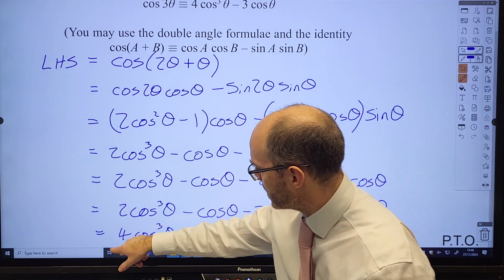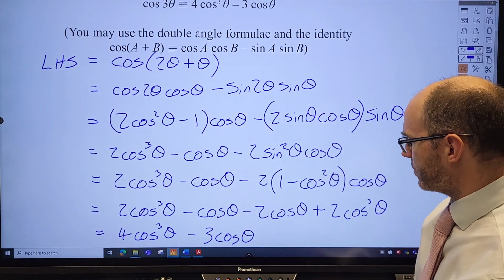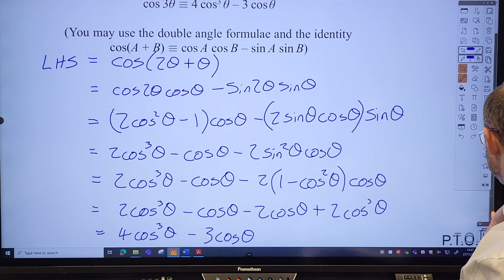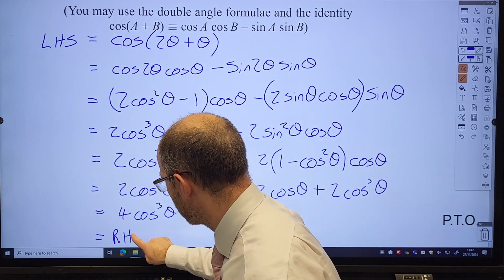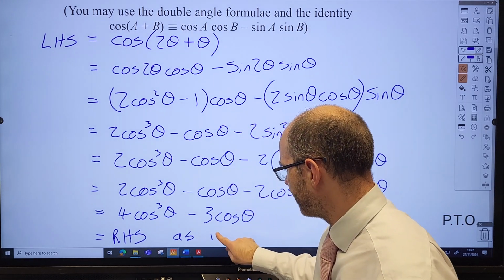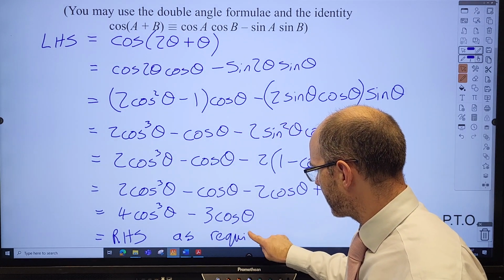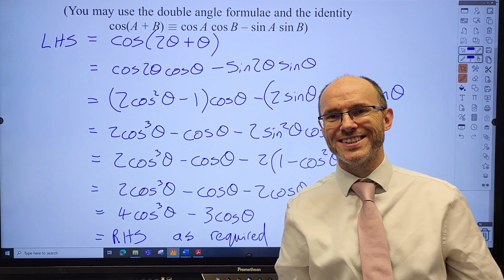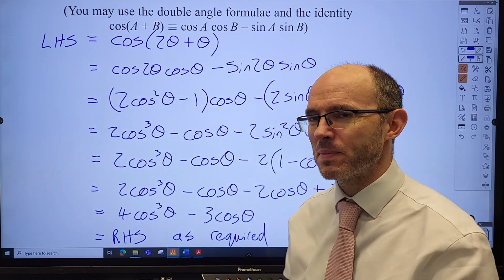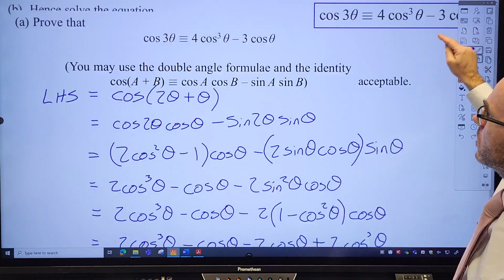I would normally put equals right hand side underneath, but I've run out of room. Okay, I can do it there actually. Scroll down a little bit more. Equals right hand side as required. Okay, like that. A lovely question because of all the great identities that you get to put in place. So let's have a look at part B.